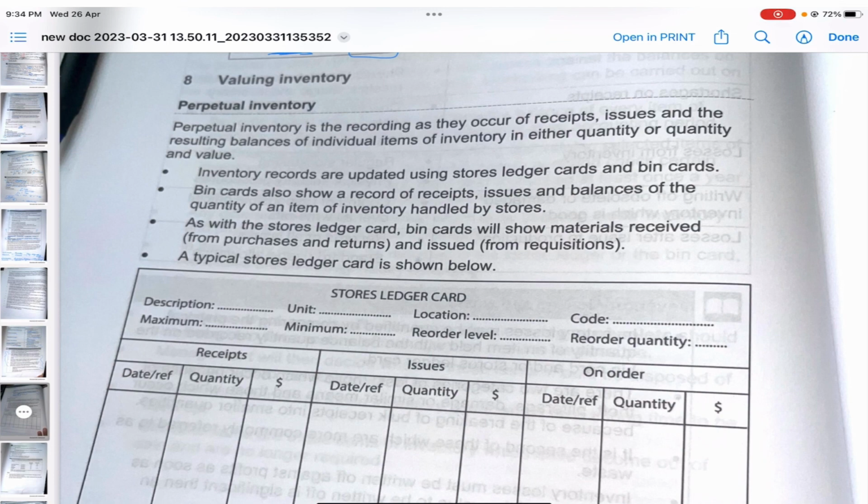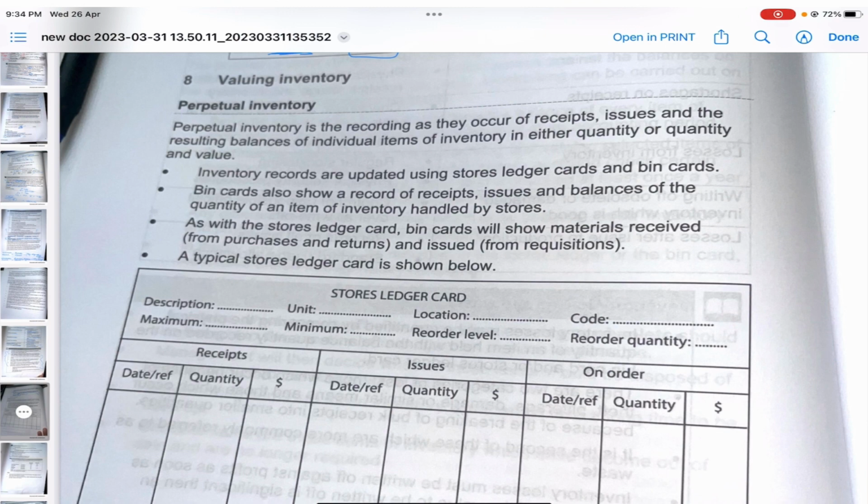Perpetual inventory is the recording, as they occur, of receipts, issues and the resulting balances of individual items of inventory in either quantity or quantity and value. So what are perpetual inventories? Perpetual inventory is basically recording as and when you have an issue, as and when you have a receipt.